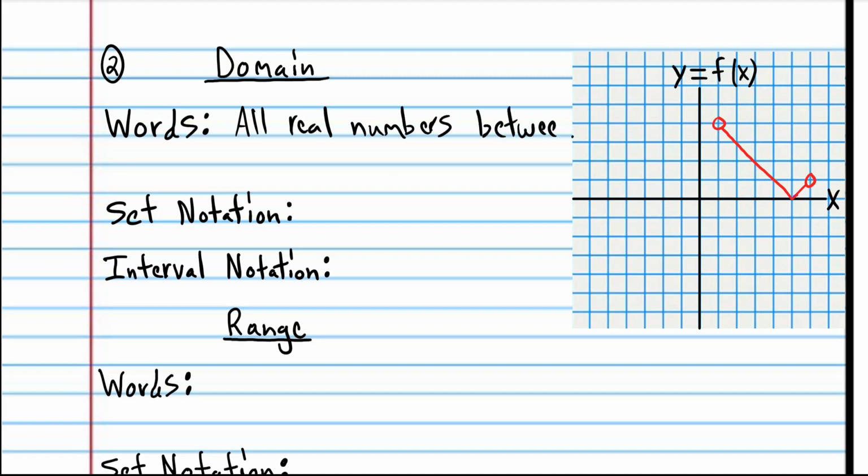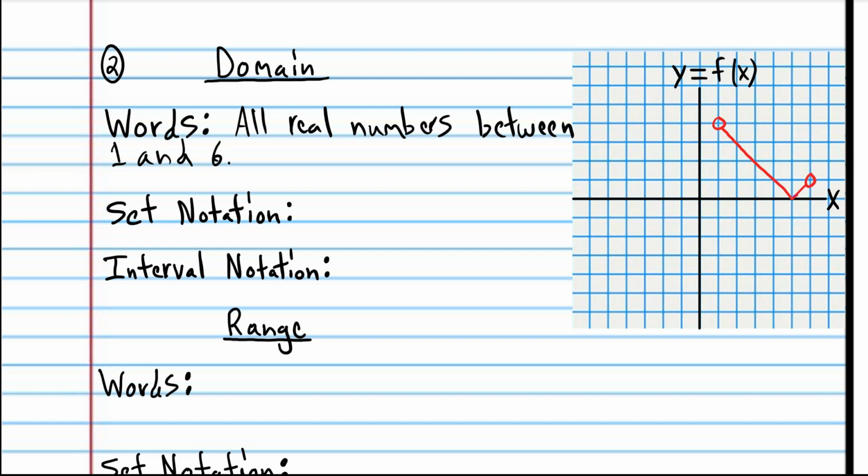between 1 and 6. Now we don't have to say inclusive because we have hollow dots at the endpoints, which means that x cannot be equal to 1 and x cannot be equal to 6. 6 and 1 are not inputs of the function. They're not part of the domain. So we don't have to say inclusive.